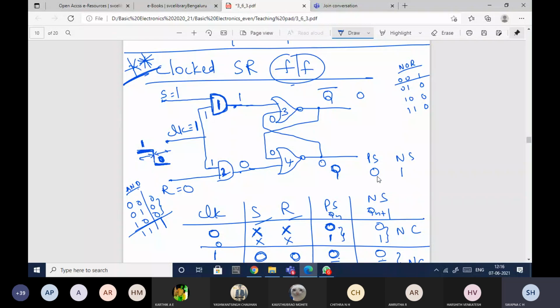0, 0, the output will be equal to 1. This 1 will go back here. So 1, 1, the output will be equal to 0. So this 0 will come back here. 0, 0, the output is equal to 1. So Q and Q bar are complement of each other. And if the present state is 0, the next state is 1.